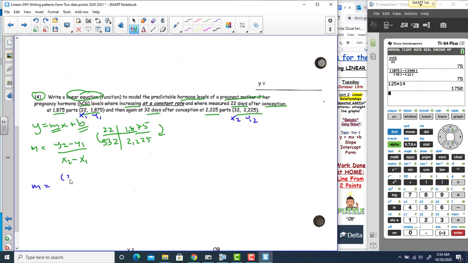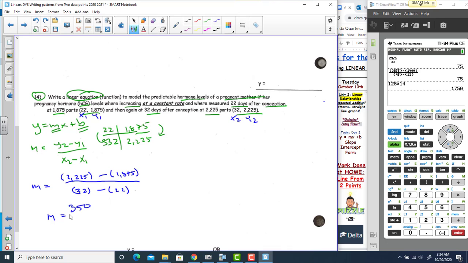So we're going to do y2. The final measured amount during this observation period is 2,225, and we'll subtract out the beginning measurement. And we're going to put that over the difference in time. We finished measuring 32 days after conception, and we started measuring 22 days after conception. As we simplify the numerator, I believe that is going to be 350.